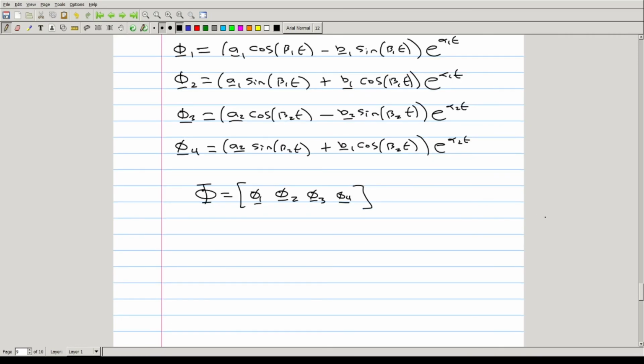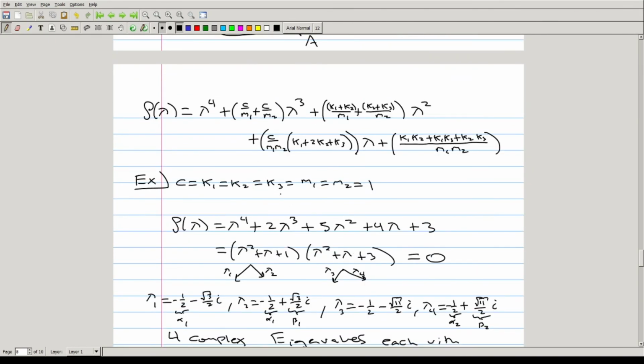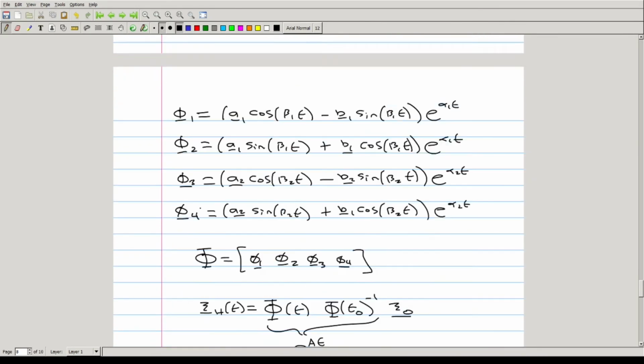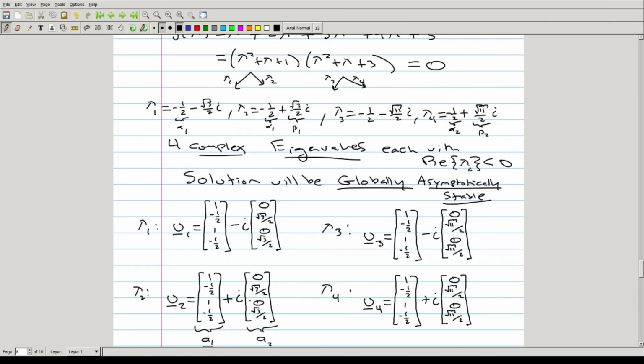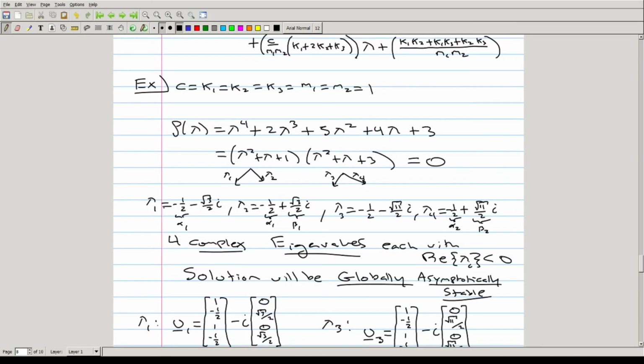And the general solution to the problem will be phi of t times phi of t naught inverse times xi naught. Where, by the way, for this problem, this is e to the A times t. This matrix is the same thing as the exponential matrix e to the At for these chosen values of k1, k2, k3, m1, m2, and c, which is very, very cool. But the main point here is that without going through the solution procedure, you can classify the stability of solutions.